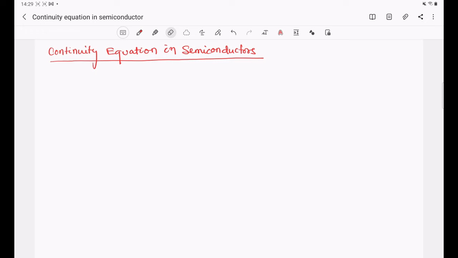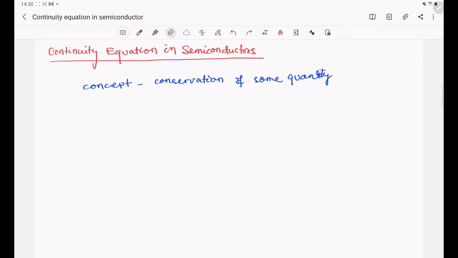Everyone, in this video we are going to see the continuity equation for semiconductors. This continuity equation is a very fundamental concept. You can find this equation in various fields such as fluid mechanics, thermodynamics, electromagnetic theory, even in semiconductors. The concept of this continuity is conservation of certain quantities.